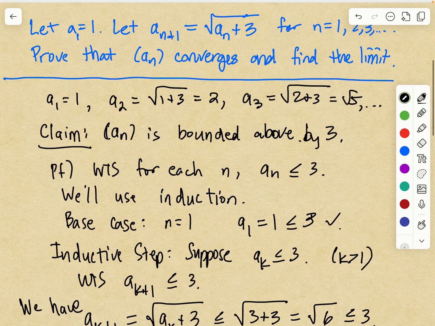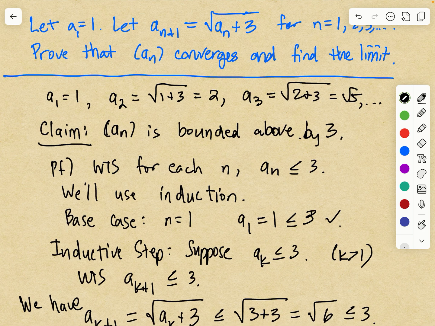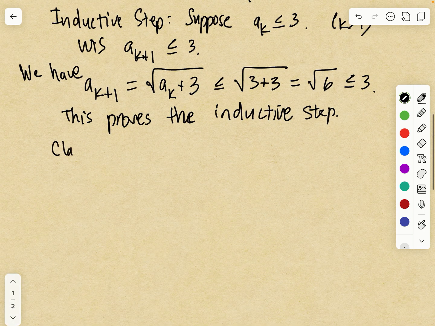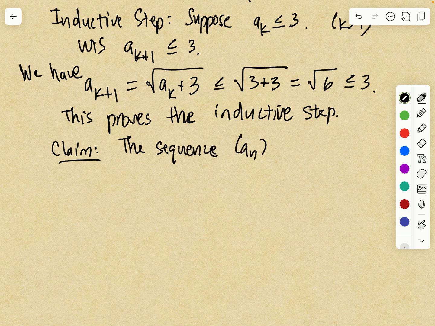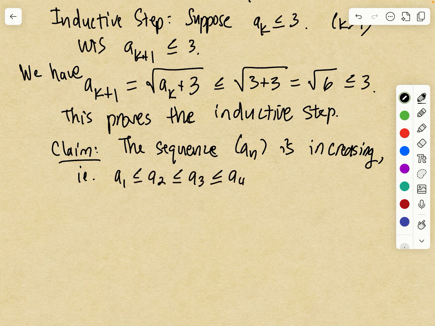All right, so we do have a bounded sequence. It's bounded above. And now we need to prove, what's the second thing we need to prove? That the sequence is increasing. So let's just recall what that means. It means that a_1 is less than or equal to a_2, and a_2 is less than or equal to a_3, a_3 is less than or equal to a_4, etc. And a natural proof technique is what? Induction again, right?